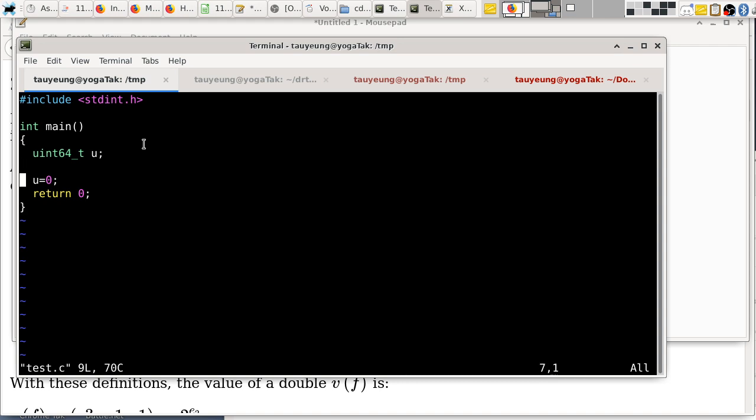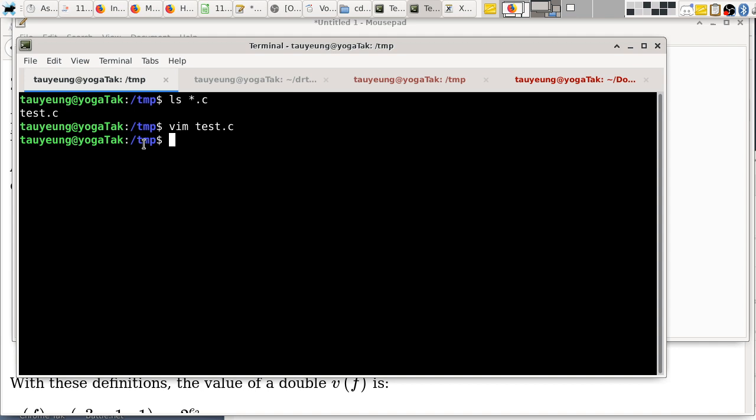I just say u equals 0, because if I don't do something with u, the compiler is smart enough to optimize it out. So I cannot really test stuff. Okay. So all this statement does is to trick the compiler into keeping the local variable u. Okay. And then we have a return. The program doesn't do anything. Okay. Do we have any questions about this particular program?